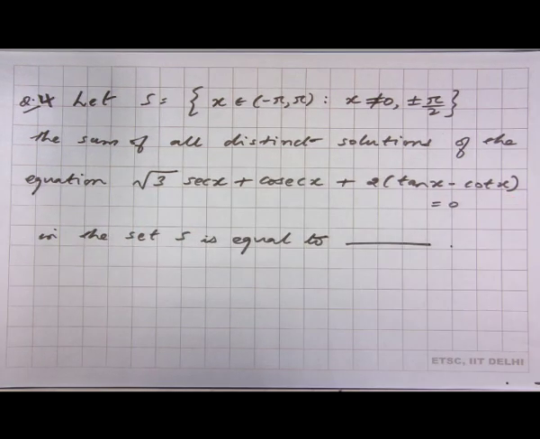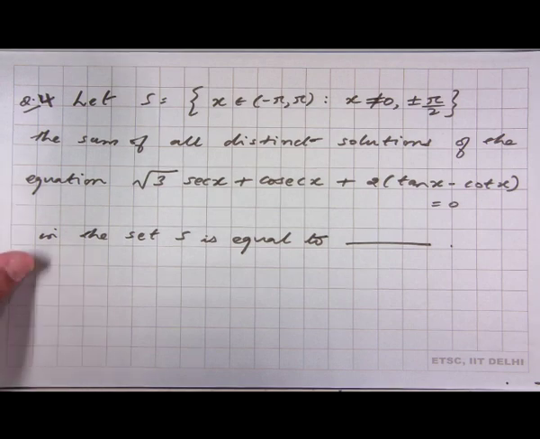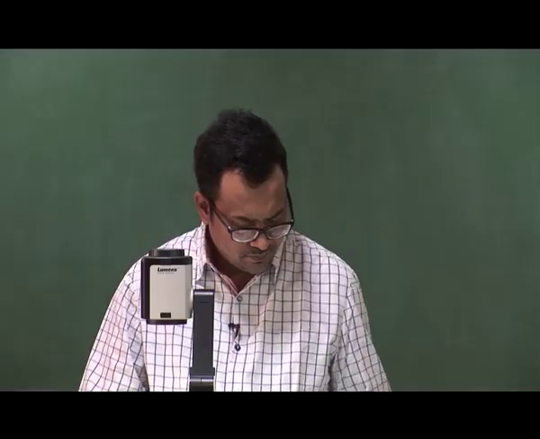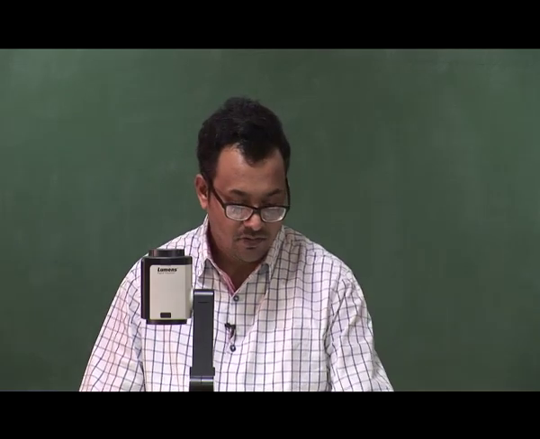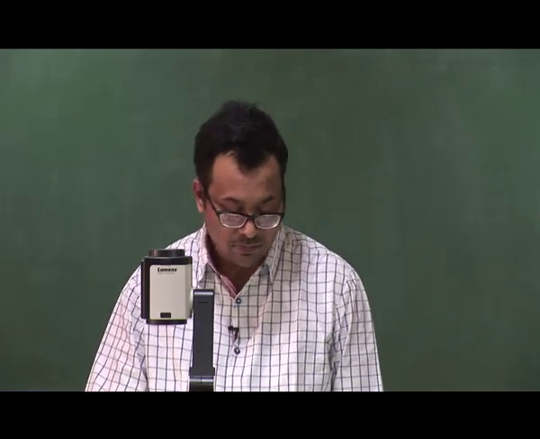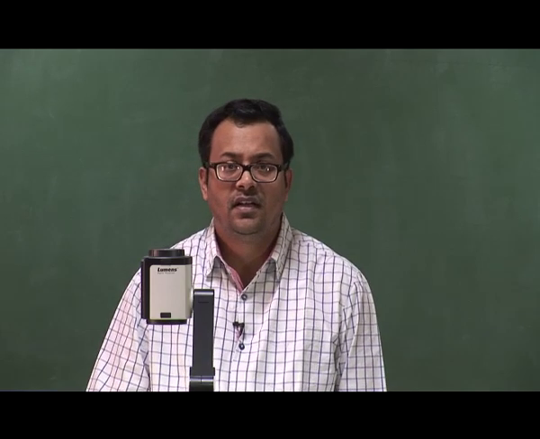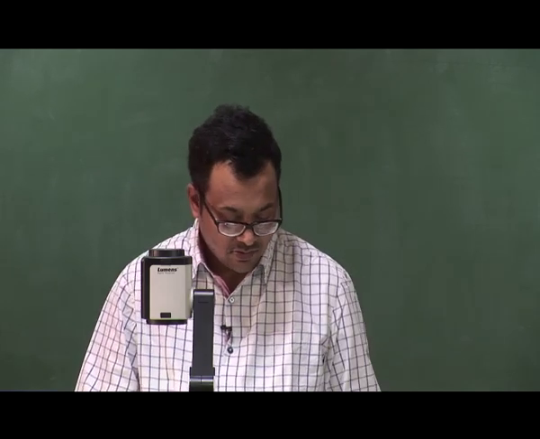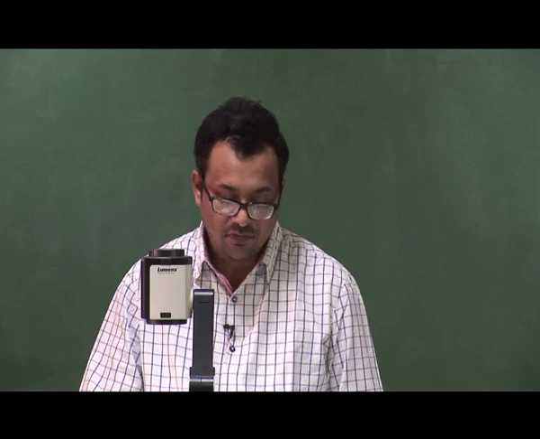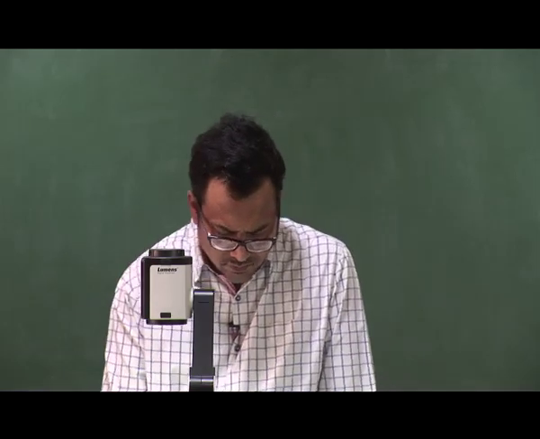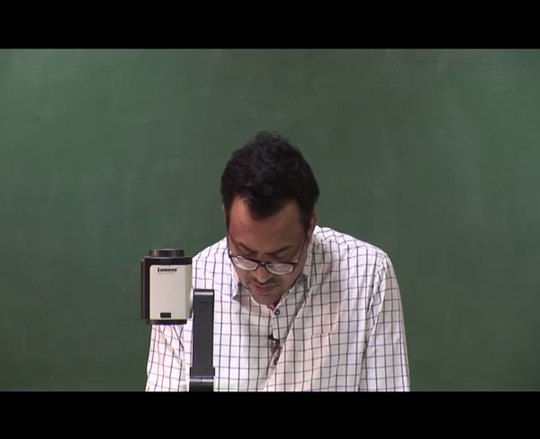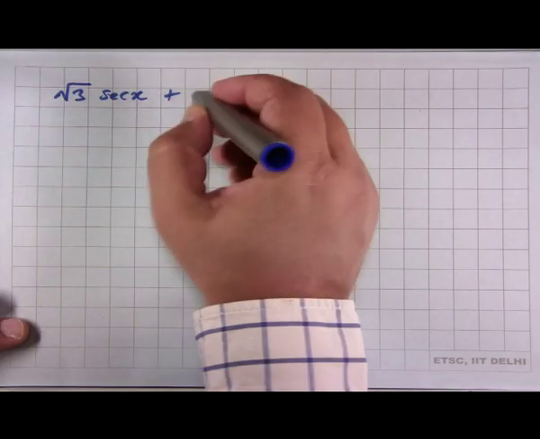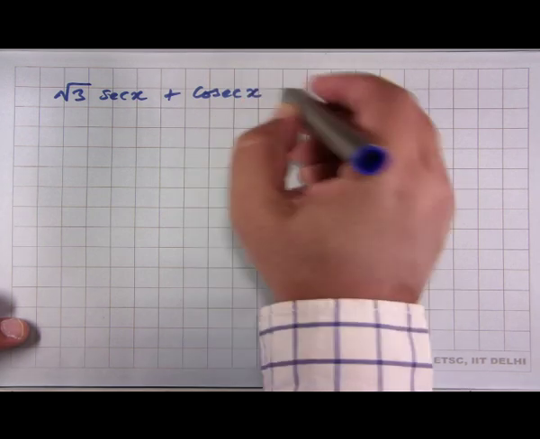So obviously we have to first solve this trigonometric equation and then take the sum of all the distinct solutions. The word distinct is also very important, because sometimes we might get double roots, and so basically two values of the same x. So starting, we basically have root 3 secant x plus cosecant x plus 2 times.